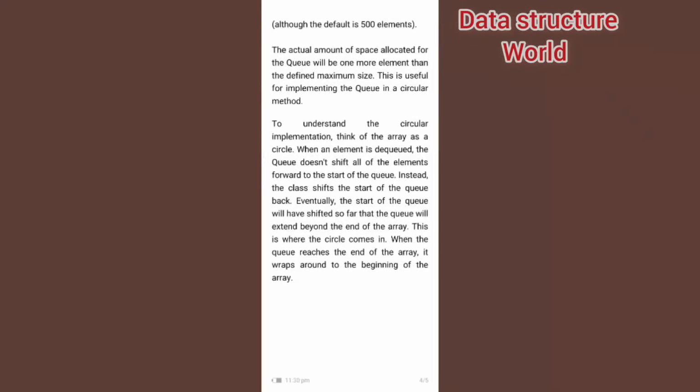To understand the circular implementation, think of the array as a circle. When an element is dequeued, the queue doesn't shift all the elements forward to the start of the queue. Instead, the class shifts the start of the queue back. Eventually, the start of the queue will have shifted so far that the queue will extend beyond the end of the array. This is where the circular move comes in. When the queue reaches the end of the array, it wraps around to the beginning of the array.